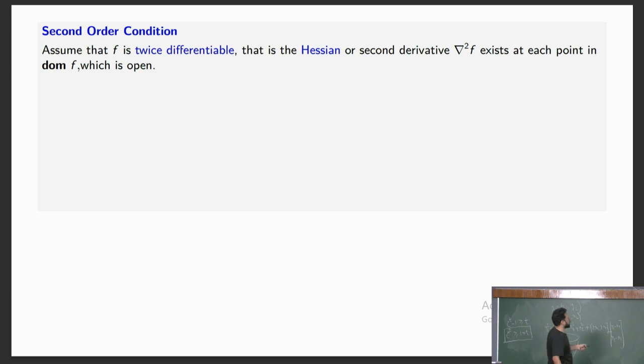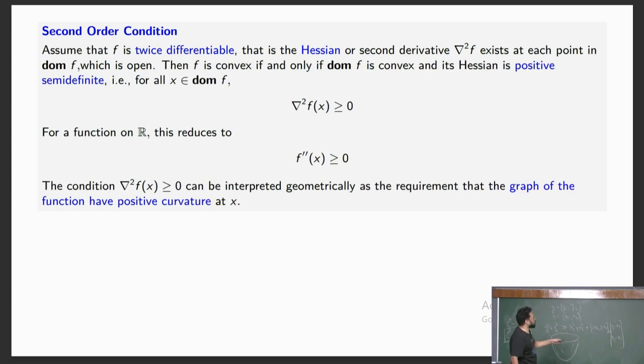So let me go to the second order. Second order means that you take the derivative 2 times, and if it happens that it is greater than or equal to 0... If you take the derivative 2 times, then it becomes the Hessian, right? If gradient of f is a vector, then if you take another gradient, it becomes a matrix. So you have to be a bit careful, because the double derivative will make it a matrix, and in that case greater than or equal to 0 means that it is positive semi-definite.